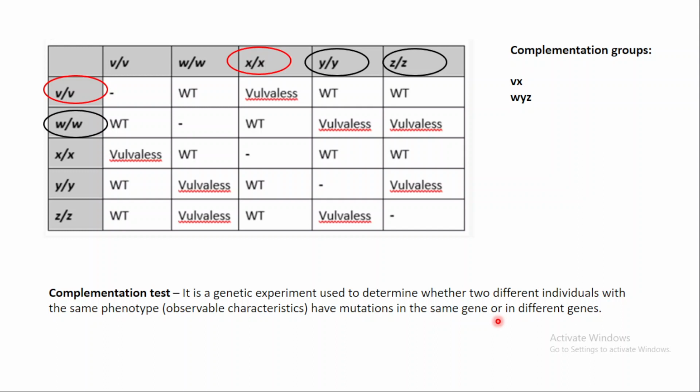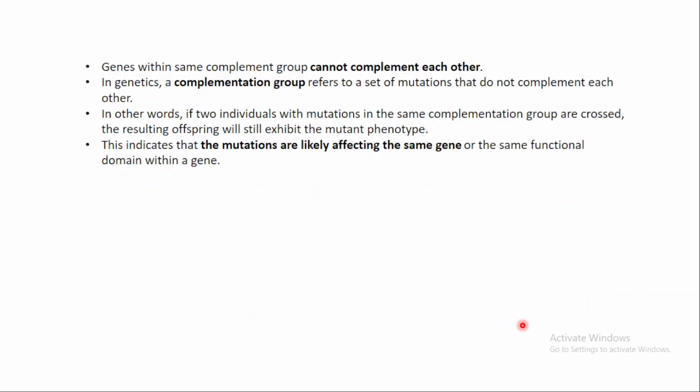Now for the second statement. So to summarize, genes within the same complement group cannot complement each other. This was the second answer, which was false, which said genes within the same complement group can complement each other. In genetics, a complementation group refers to a set of mutations that do not complement each other. So this is a very important but simple concept to remember. And in other words, if two individuals with mutations in the same complementation group are crossed, the resulting offspring will still exhibit the mutant phenotype.